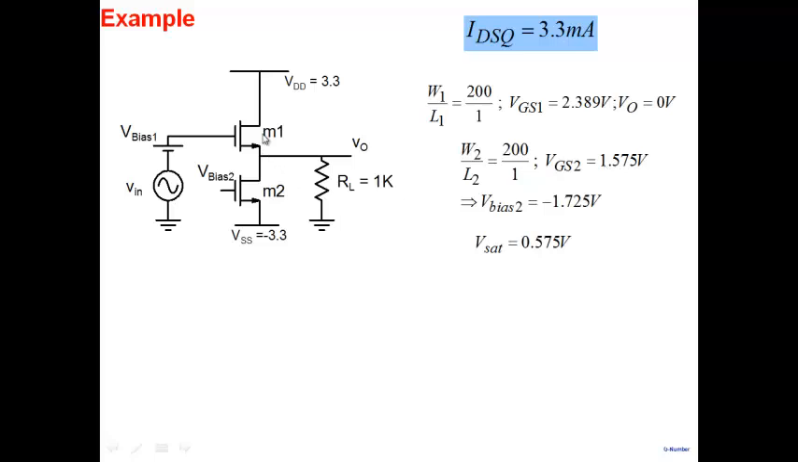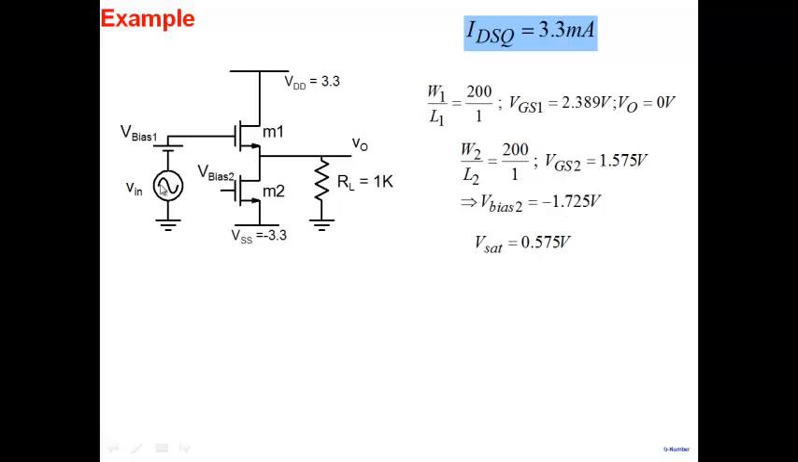The same bias current is flowing through M1 and M2. The sizes are the same. Here I require a gate to source voltage of 2.4, and here I require 1.5. Why the difference between the two?